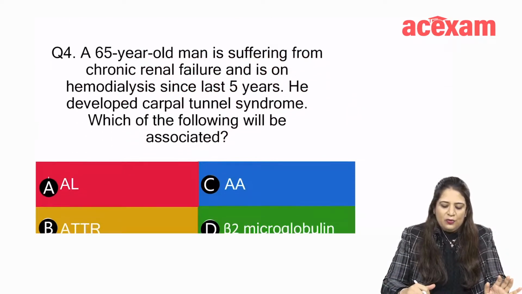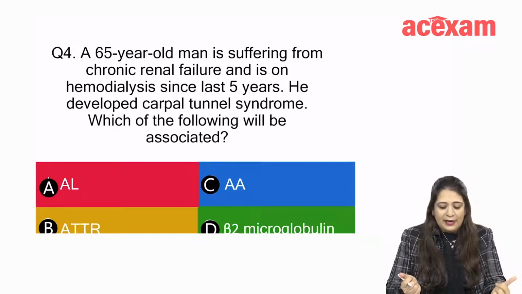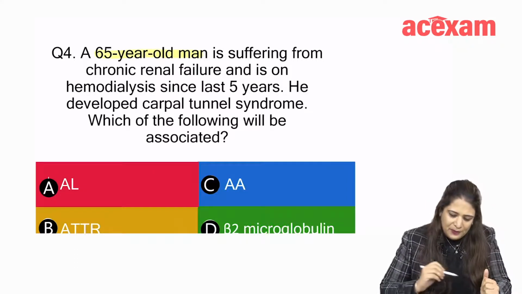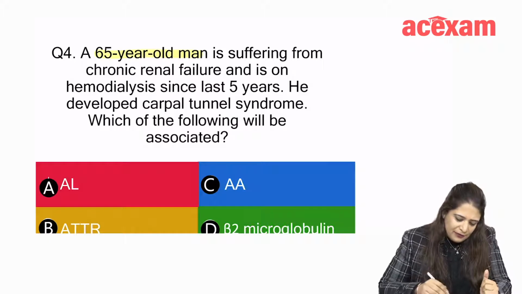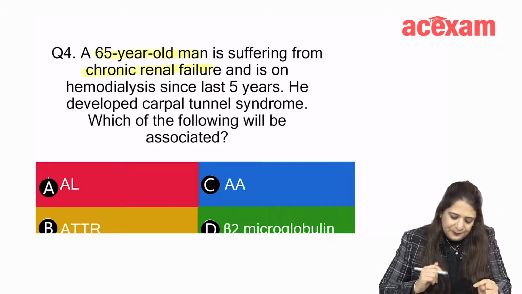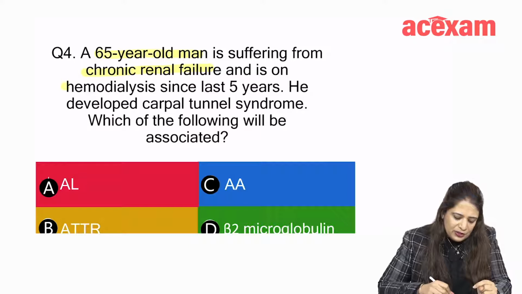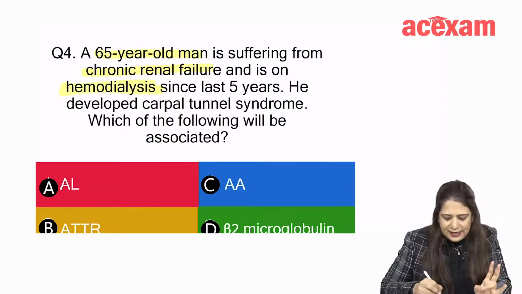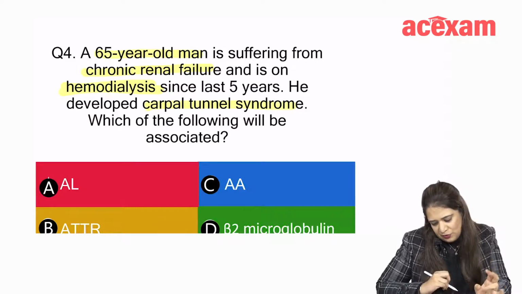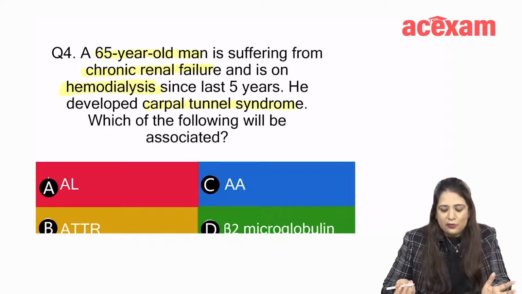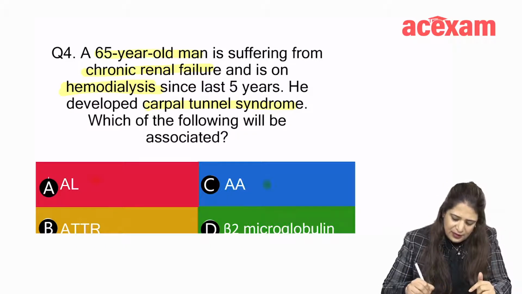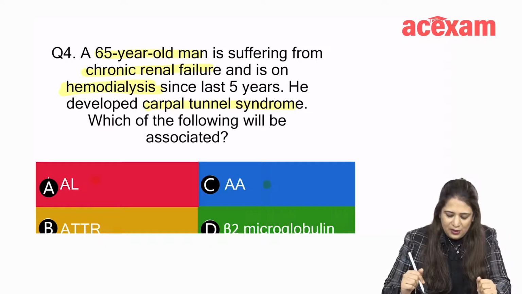Okay, so let us move to another topic and another question, that is a 65-year-old man. The 65-year-old man is suffering from chronic renal failure, and because of which he is on hemodialysis, right? So this history has been provided to us. Then he developed carpal tunnel syndrome. Which of the following is associated? And in these, you have been provided with different amyloid subtypes.